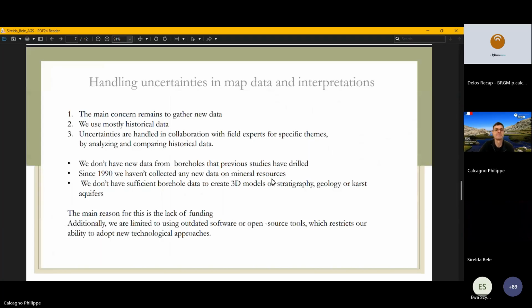The next, please. One of the main challenges in geological modeling is dealing with uncertainties in geological data and interpretation. In many cases, we rely mainly on historical data collected from previous geological studies. For a long time we have had very limited collection of new data on mineral resources, especially from boreholes. As a result, we often lack sufficient data to build detailed 3D models of stratigraphy and the geology of karst aquifers. The main reason for this is the lack of funding. Additionally, we are limited to using outdated software or open source tools, which restricts our ability to adopt new technological approaches.